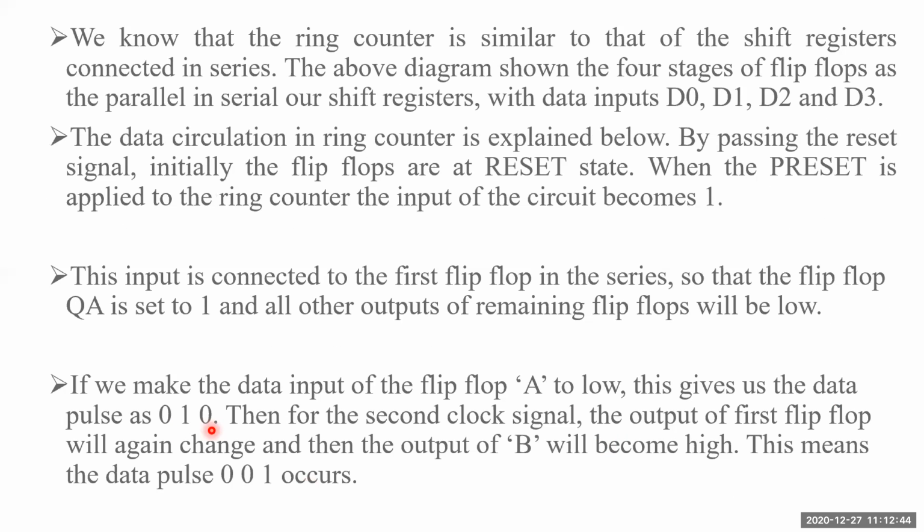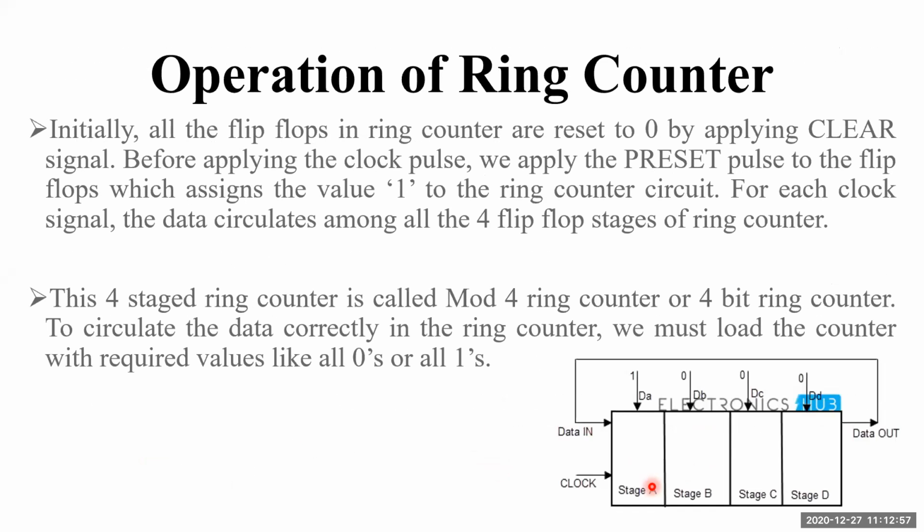0, 1, 0. Then for the second clock, what happens? The first flip-flop will change again, and the output of B will become high. So see now, in this case, what I have told, it is now 1.